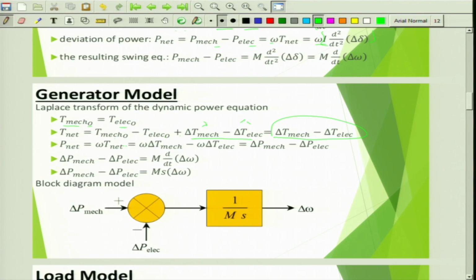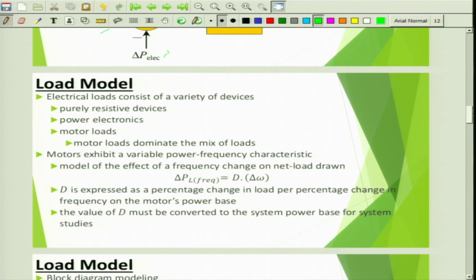So P net is nothing but omega into this, so you will get delta P mech minus delta P electrical, which is nothing but M into d by dt of del omega, right. And delta P mech minus delta P electrical can be further reduced, as d by dt can be expressed as s in the Laplace domain into del omega. So in the block diagram, this is a difference, delta P mech minus delta P electrical, into 1 by Ms will give you delta omega, this simple control loop. Now we will go to the load model.